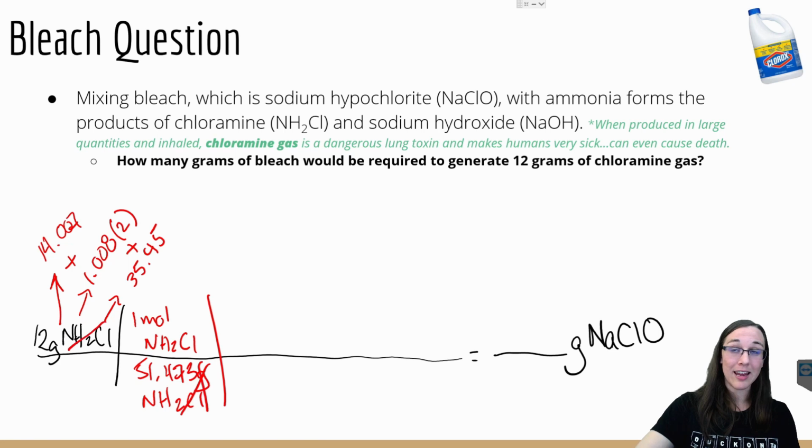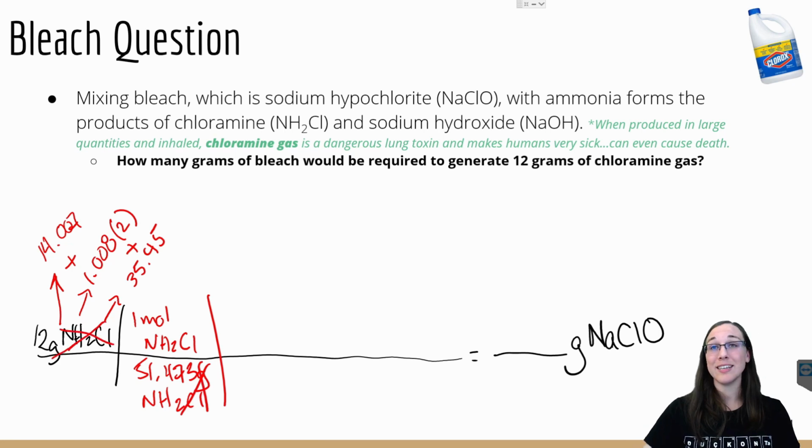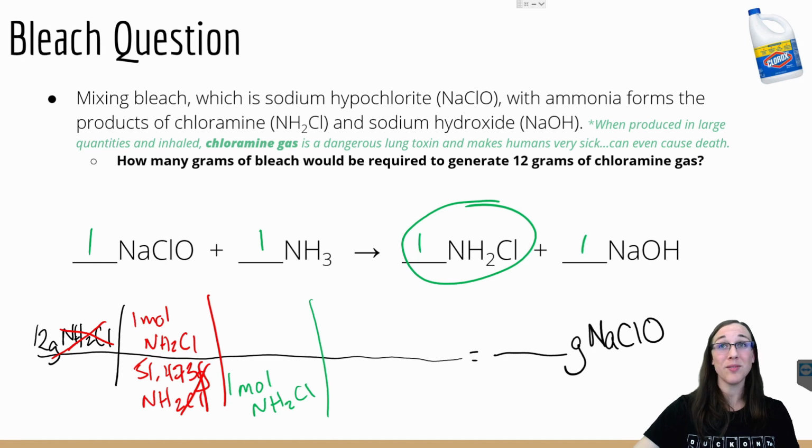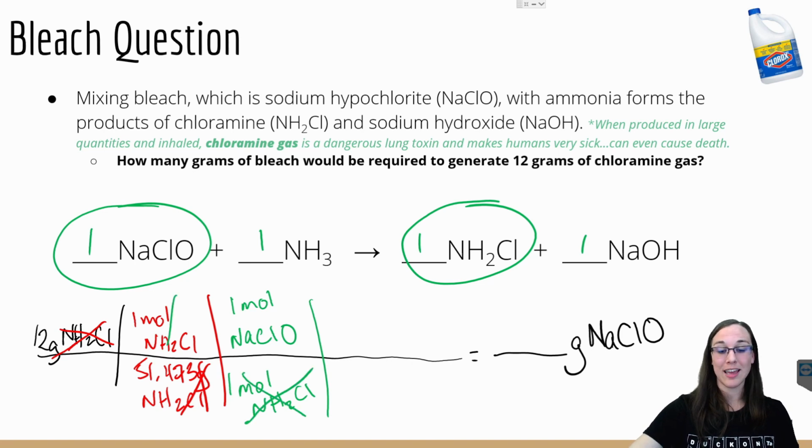Now my grams of NH2Cl will cancel, and I need to get from mole of the NH2Cl to mole of NaClO. Remember that our balanced equation had ones in front of every single one of these because it was already balanced. So here I have 1 mole of NH2Cl from here, and that is equivalent to 1 mole of NaClO, my bleach. Now we can see that my moles of NH2Cl cancel, and I'm left with moles of NaClO, which is the correct chemical, but the wrong unit.